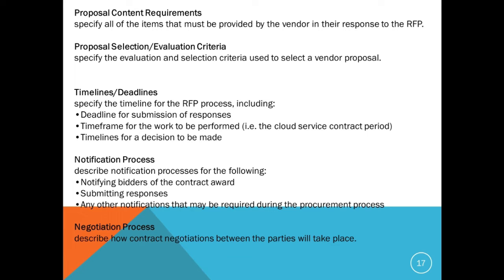Then the notification process, you need to specify here. The RFP must include in this section the notification processes, like informing the bidders about the result, and informing them if any other information is required, within this period. So what kind of communication is required in this entire process, and what are the dates for this communication, is mentioned in this notification process.